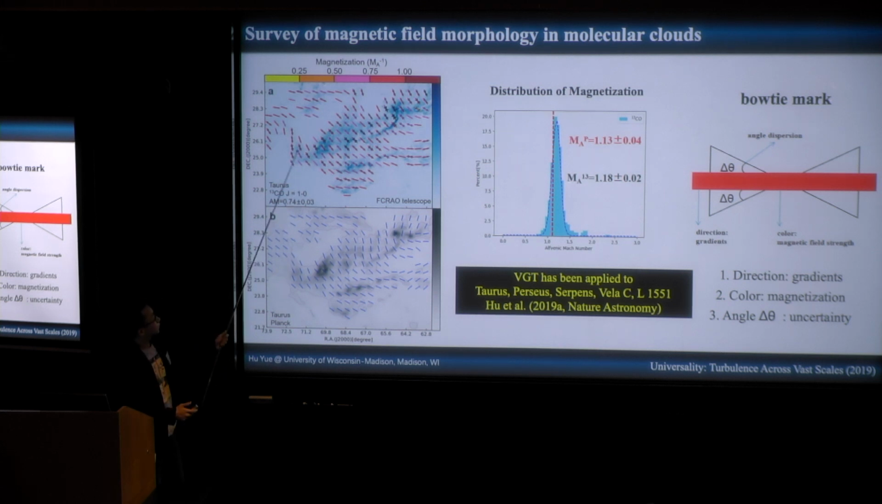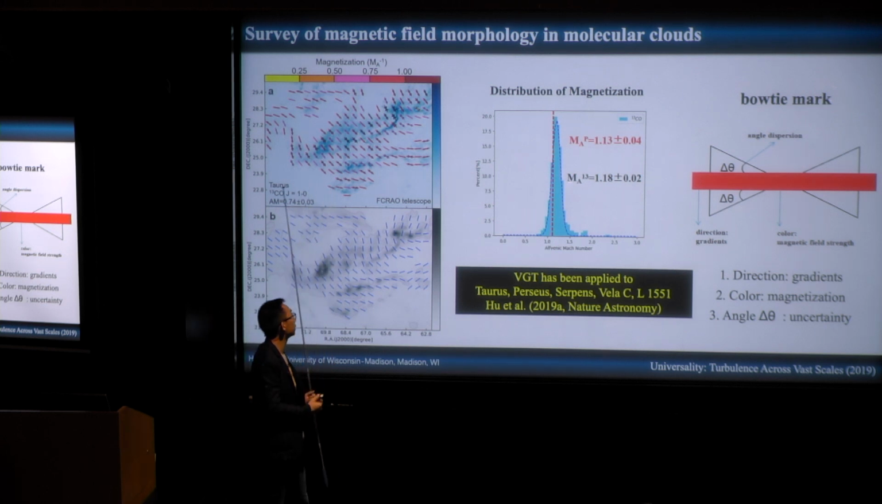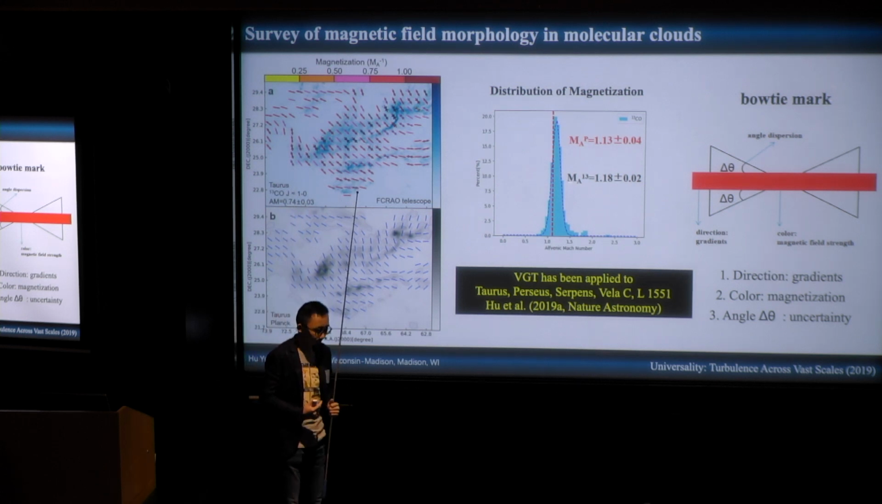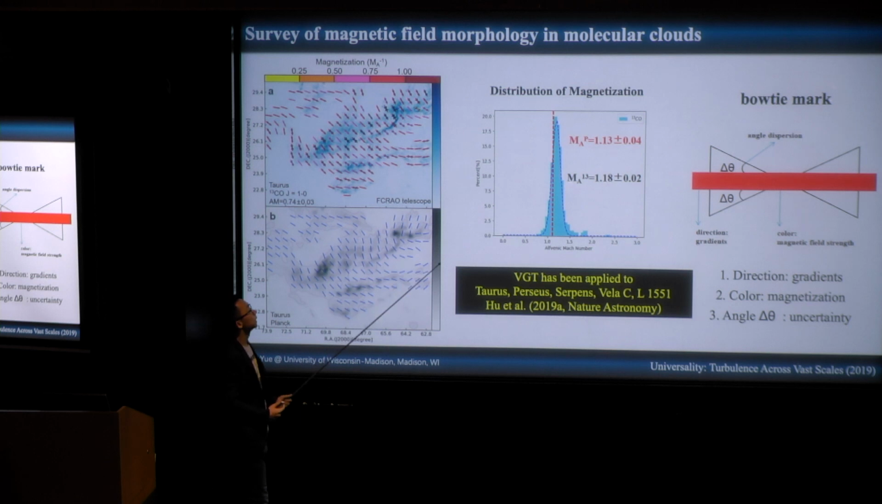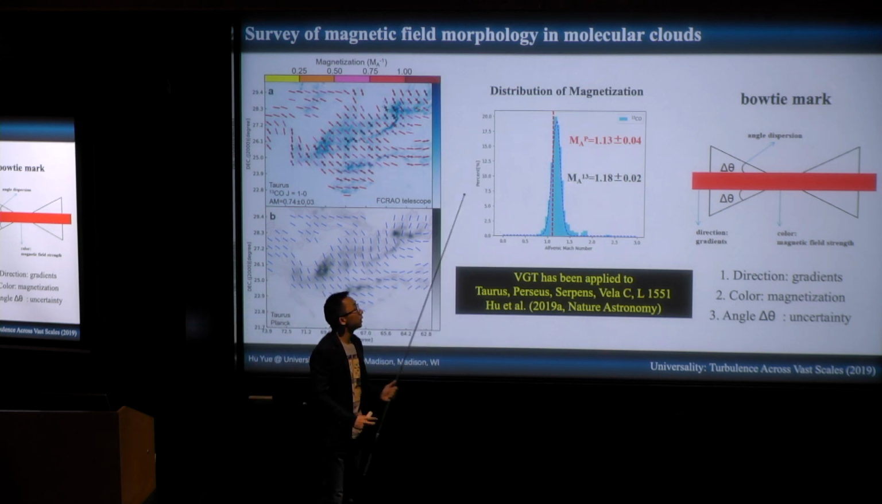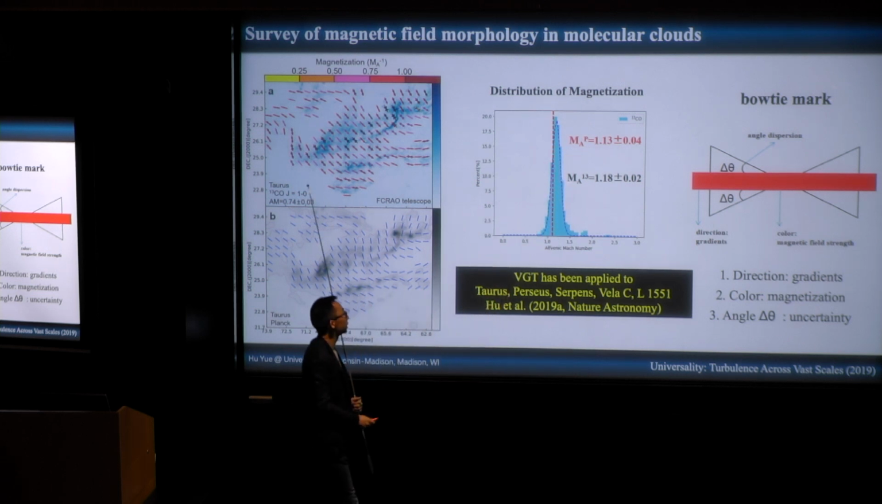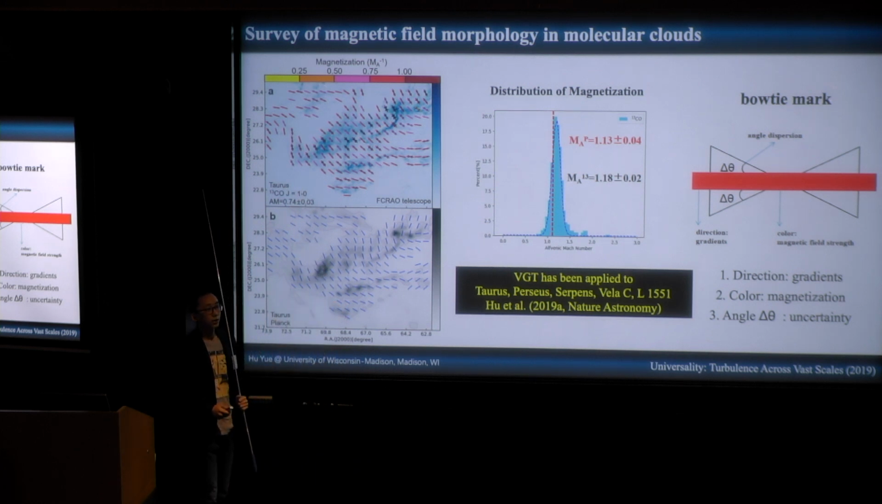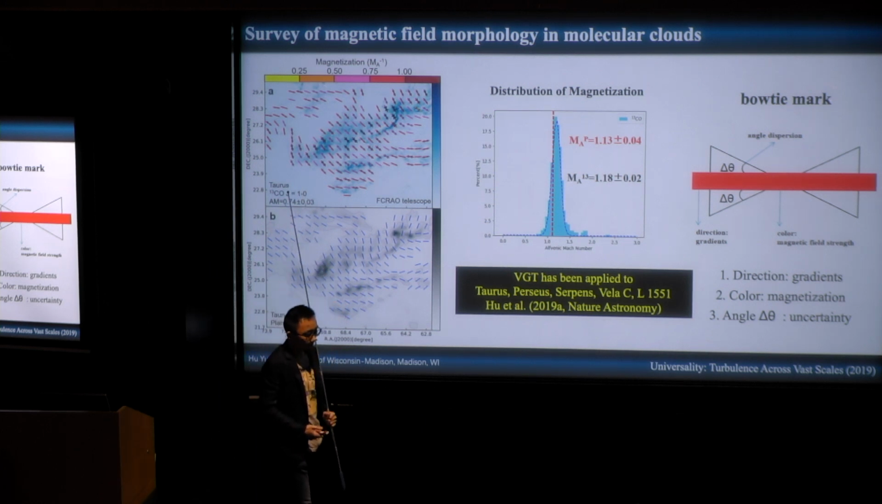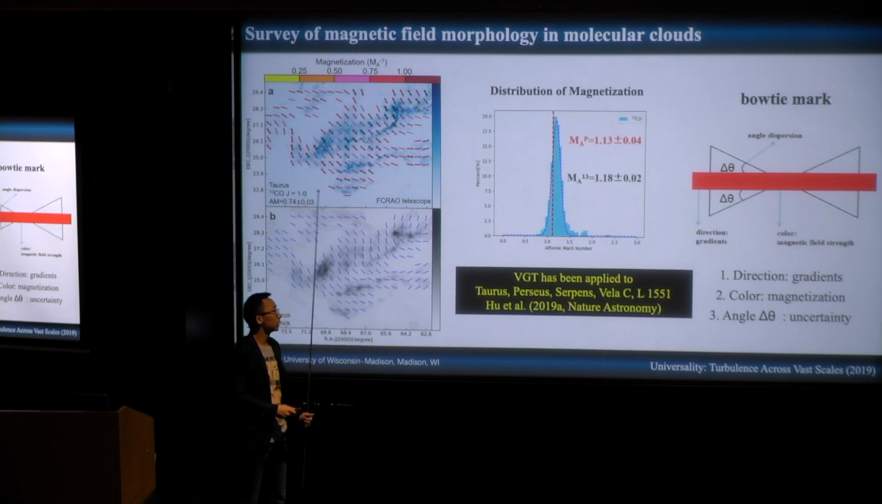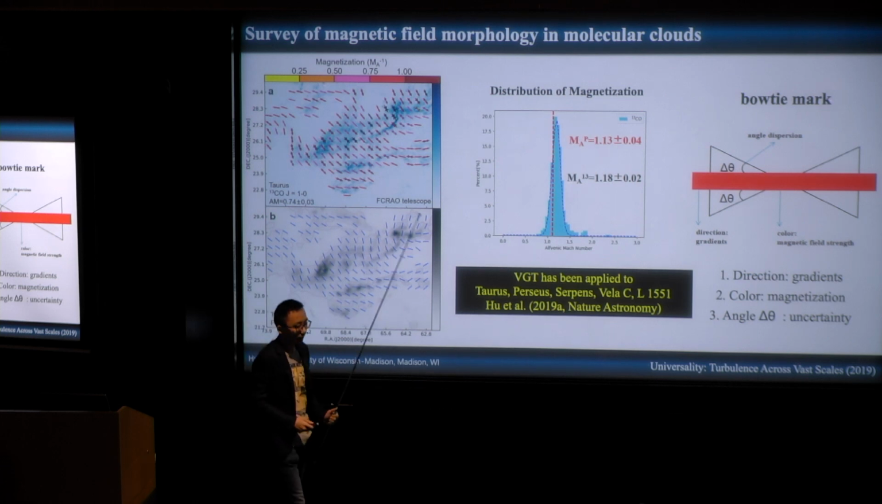We see in terms of the magnetic field tracing, they show very high agreement. And if we are going to predict the global M_A, we plot the histogram of M_A distribution. We can find that the M_A calculated from the velocity gradients agrees with the one from the dust polarization. And this result has been published in Nature Astronomy, and the VGT has been applied to different molecular clouds, for example, Taurus, Perseus, Serpens, Orion, and L1551.